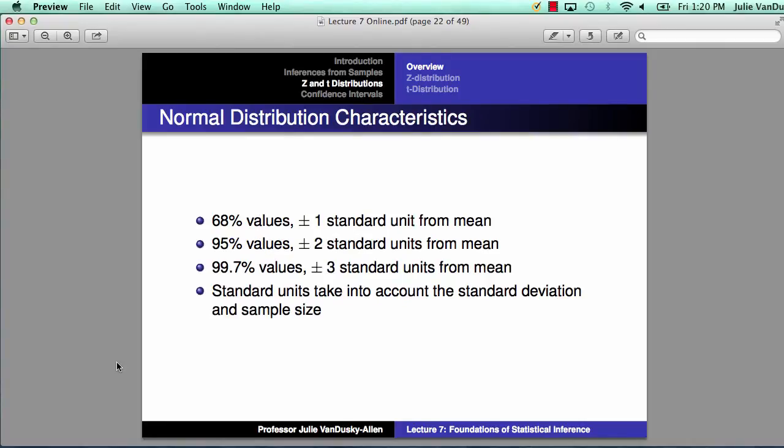Next, 68% of the values of a normal distribution are within one standard unit from the mean. 95% of the values of a normal distribution are within 2 standard units of the mean, and 99% of the values of a normal distribution are within 3 standard units from the mean. Standard units take into account the standard deviation and sample size, which I will talk about soon.